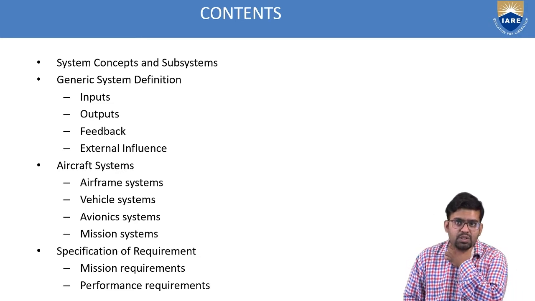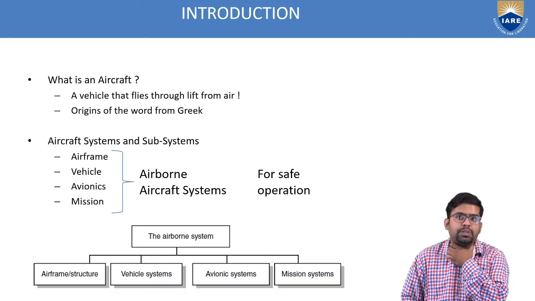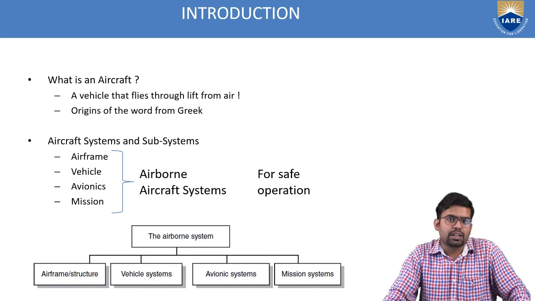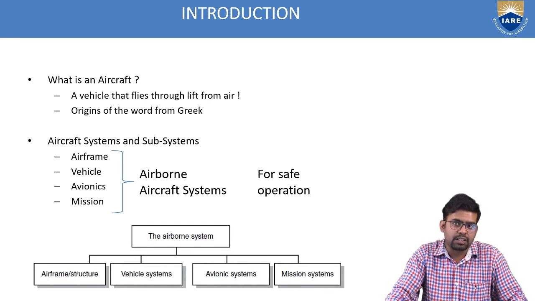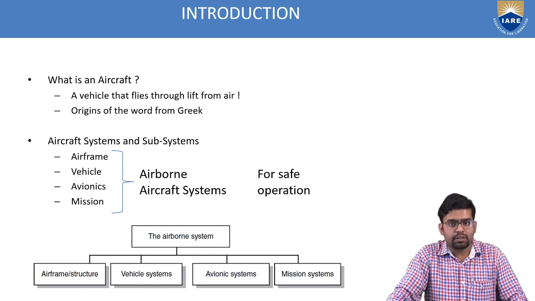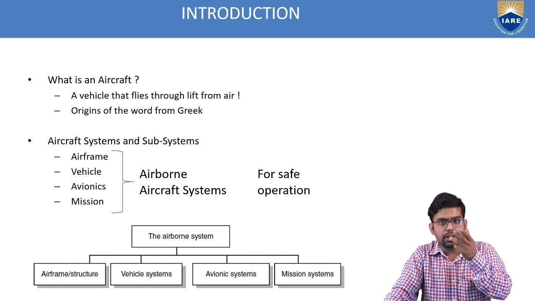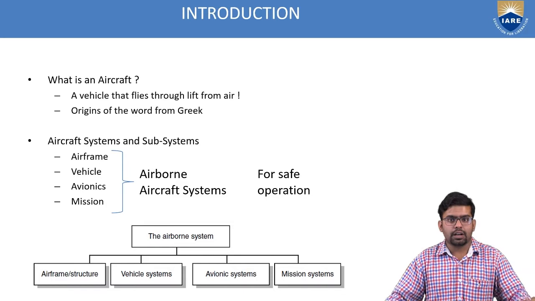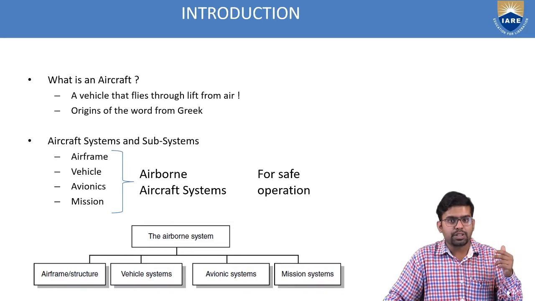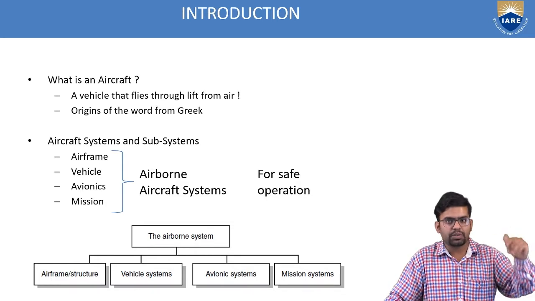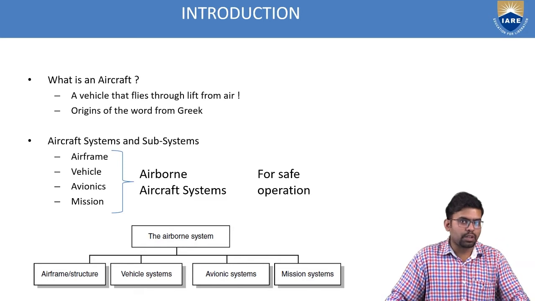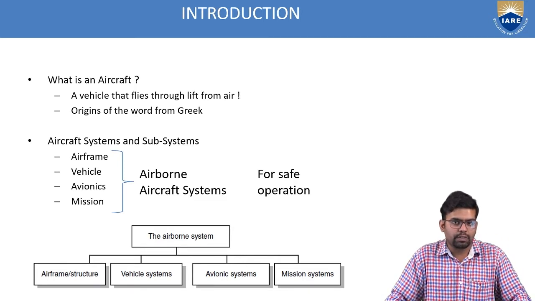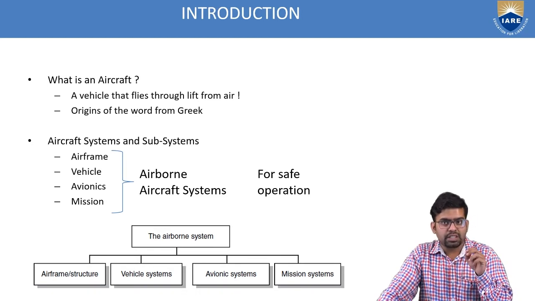Let us see what the system concepts are. First of all, I'd like to know what an aircraft is. An aircraft is a vehicle which flies through lift from air. For example, let us take a bird. How does it fly? It flaps its wings and generates lift, and there is a pressure difference between the lower and upper surface of the wing. A similar lift mechanism is behind the flight of an aircraft. This mechanism is known as aerodynamic lift.